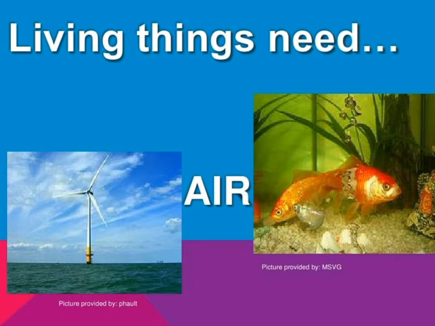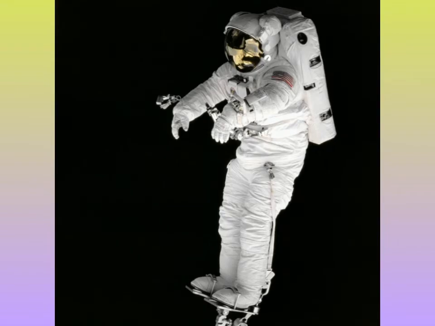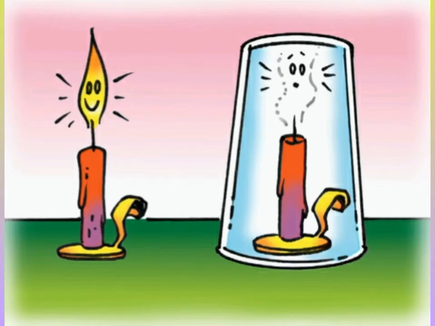In space, there is no oxygen, and that is why astronauts carry oxygen cylinders in space. Next, oxygen is essential for burning. Without the presence of oxygen, burning is not possible. Oxygen constitutes 21% of gases in the atmosphere.